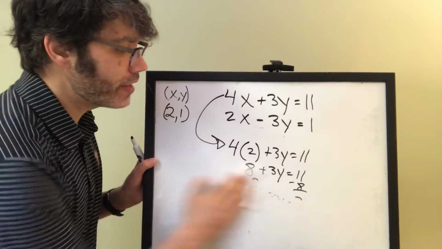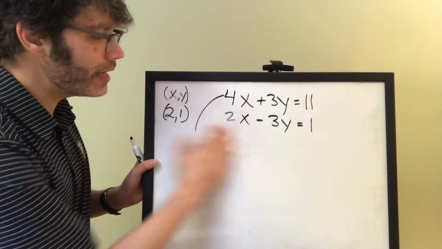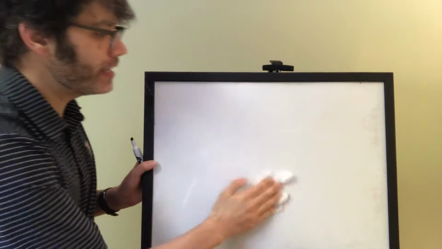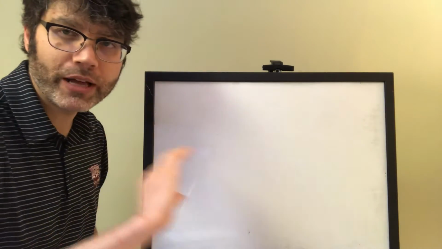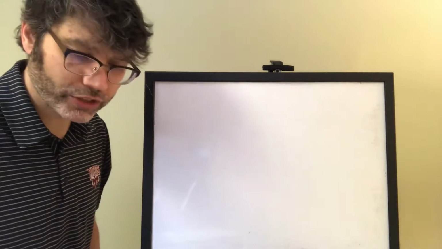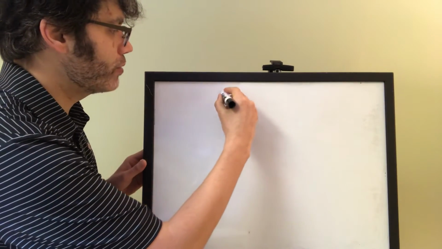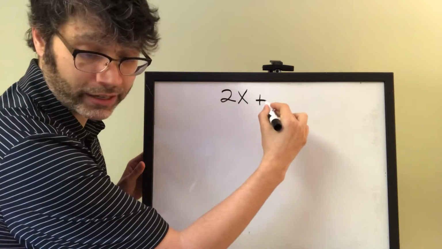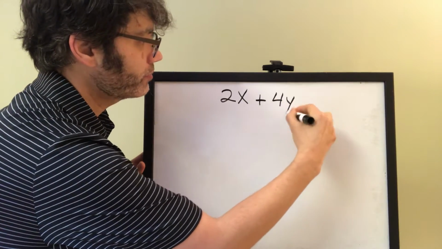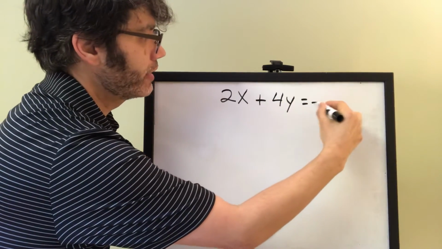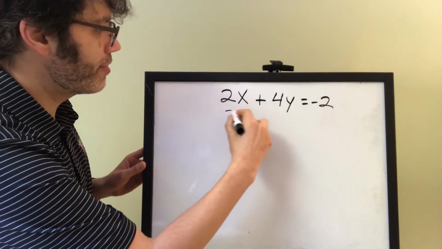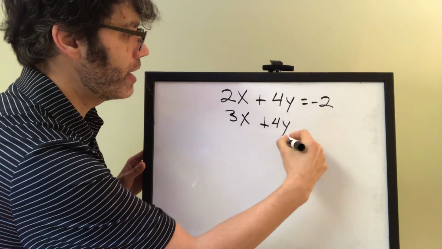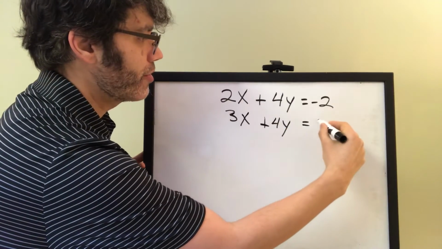Okay, let's do another one where it's a little bit more difficult because we actually have to multiply through by a negative 1. I'll show you that right now. So we have 2x. Here's another set of equations. Equals negative 2. And then we've got 3x plus 4y equals 3.